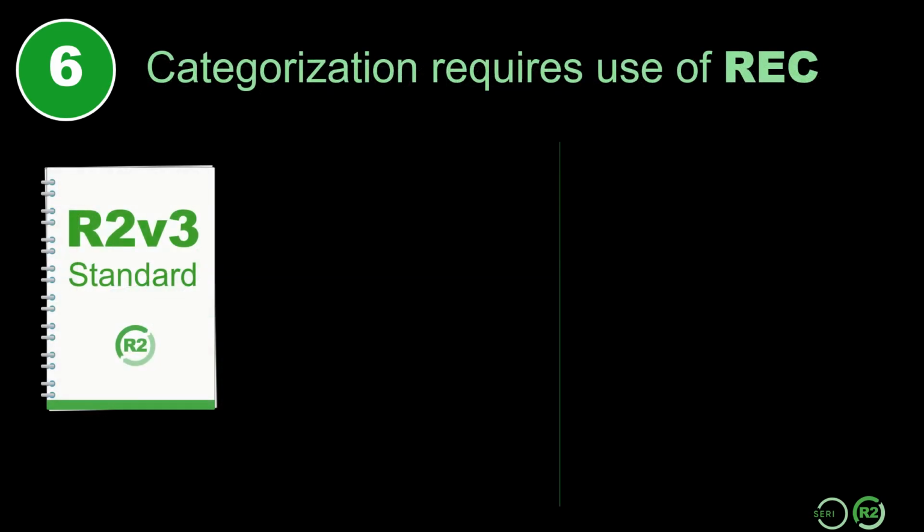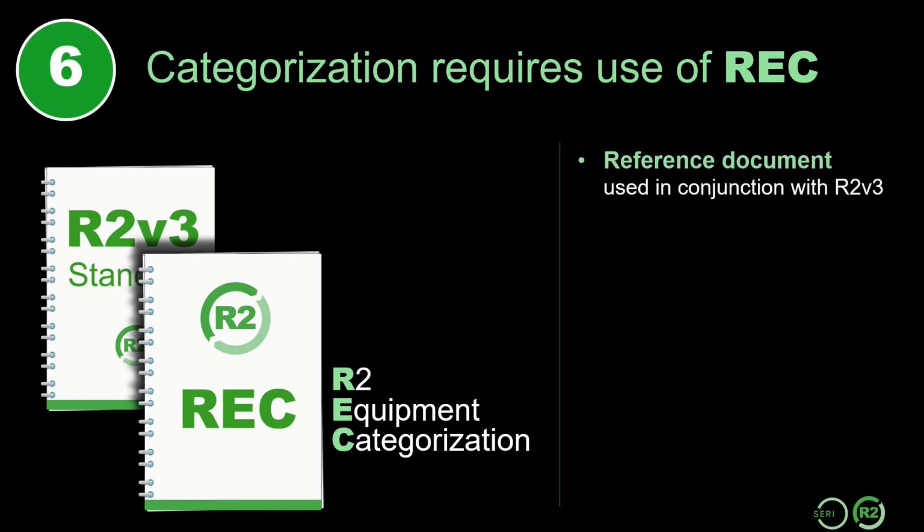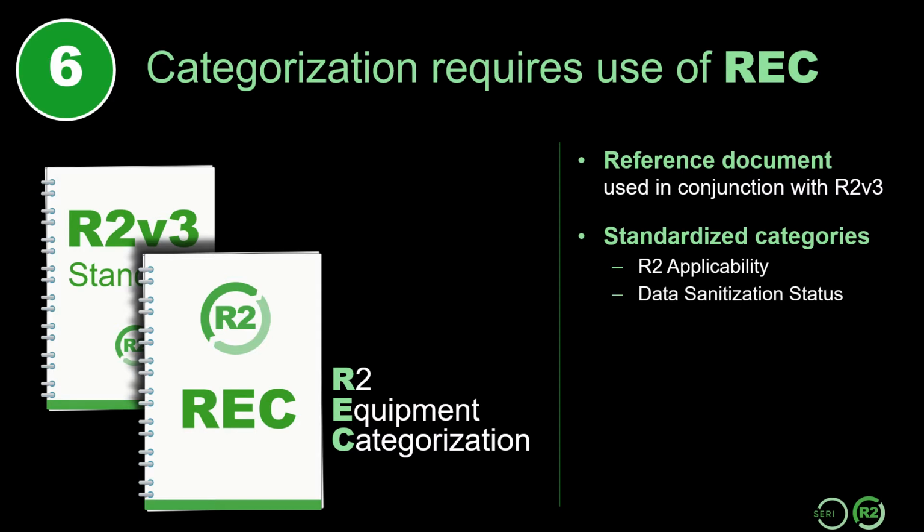A note before we get started. Core Requirement 6 relies on the use of the R2 Equipment Categorization Reference Document, otherwise called the REC. It's a reference document that contains standardized categories for identifying the R2 applicability, data sanitization status, cosmetic condition, and levels of functionality of electronic equipment, components, and materials.